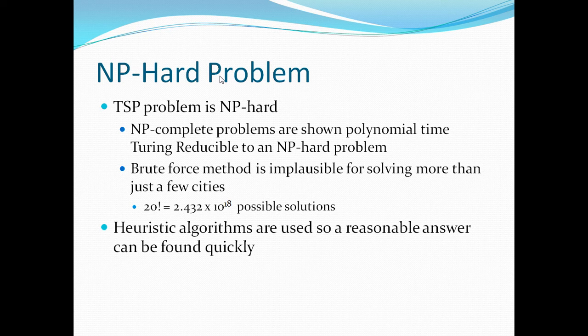So brute force methods for traveling salesmen are very implausible, even for just a few cities. So 20 factorial has 2.432 times 10 to the 18th possible solutions that you would have to go through just to be able to find the most optimal solution. So heuristic algorithms are used as a reasonable answer to solve NP-hard problems in a reasonable amount of time.